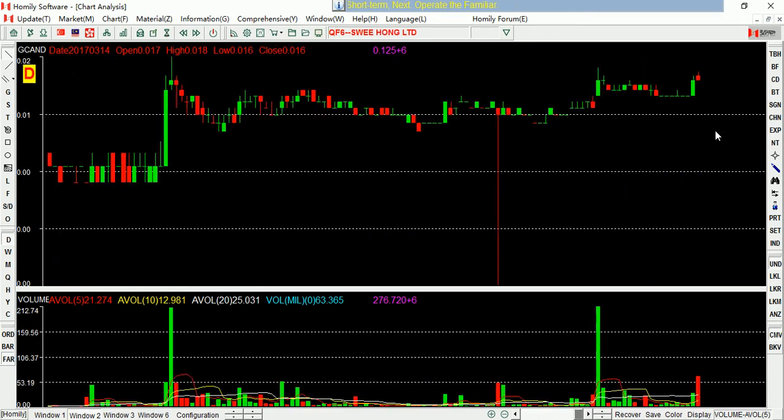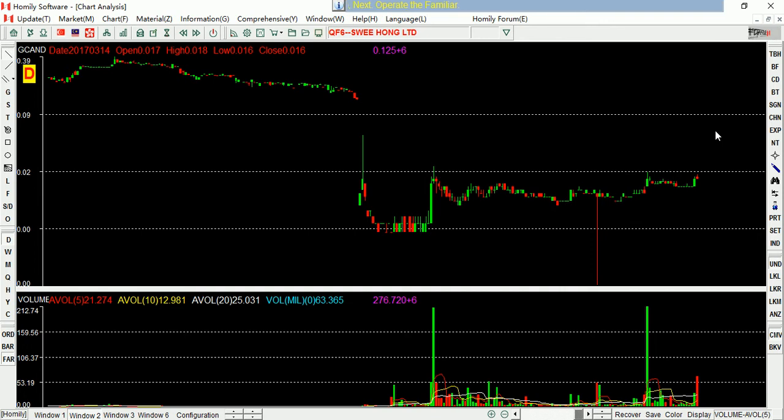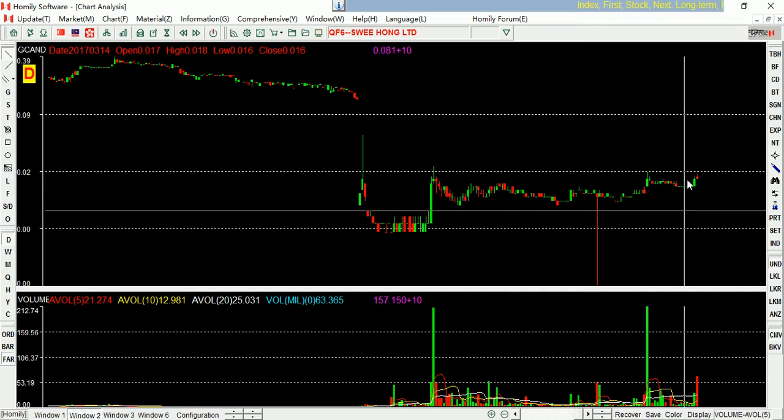Let's see the next one. This one is Sweet Home. So we can see this stock. So from the overall trend, we know that the share is still in sideways, right? Later, I will show you how to find some strong stocks and how to find bottom or top. Okay, so this is the stock.